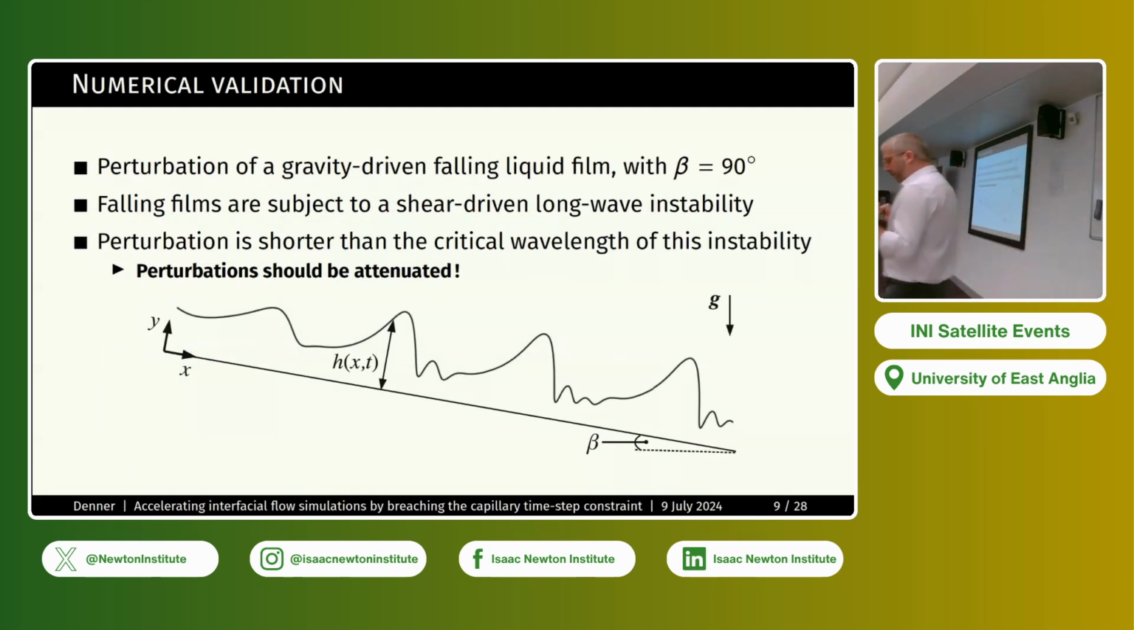So what we found to be a very good test case for this is a simple falling liquid film, and a lot of the people here in the room are familiar with falling liquid films. So we perturb a gravity-driven falling liquid film on a substrate with an angle of 90 degrees, so it's vertically falling. And these falling liquid films, if you perturb them with a certain frequency, you get a shear-driven long-wave instability that leads to those solitary waves that you see here in the sketch. However, if the perturbation is shorter than a critical wavelength, then those perturbations should be attenuated physically. So that's very nice. So if we now perturb this with short wavelength and our waves grow, we know it's a numerical artifact, not physics.